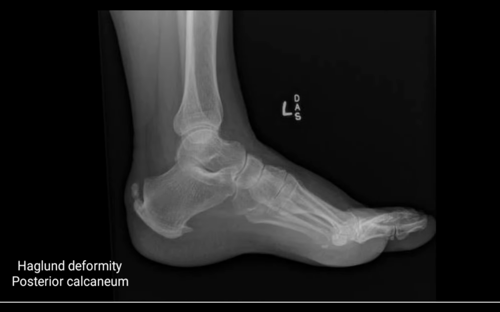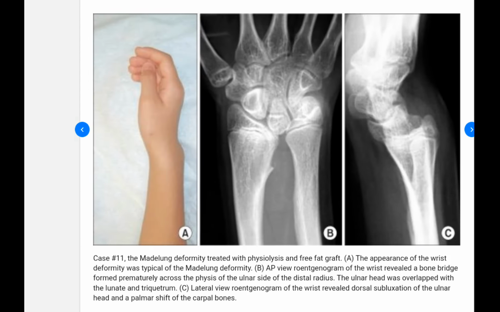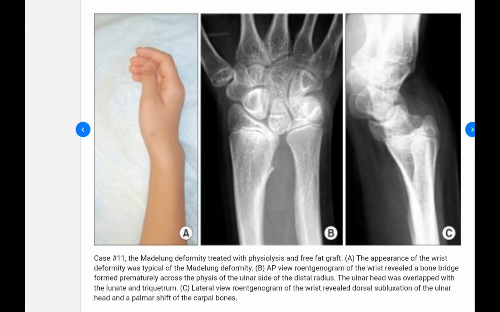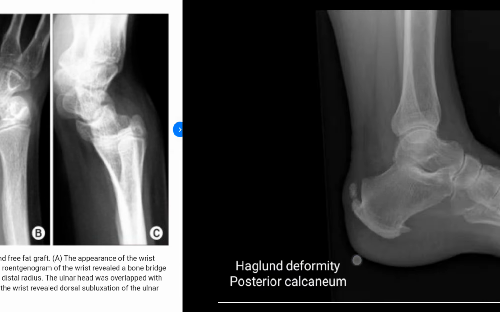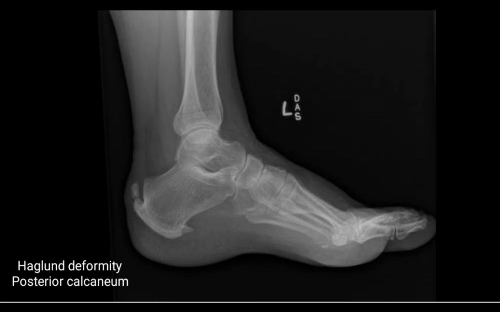Then this is an image of Haglund deformity. This was Madelung. Madelung is in the hand and Haglund is in the calcaneum. Okay. H is not in the hand, it is in the calcaneum, in the posterior calcaneum.